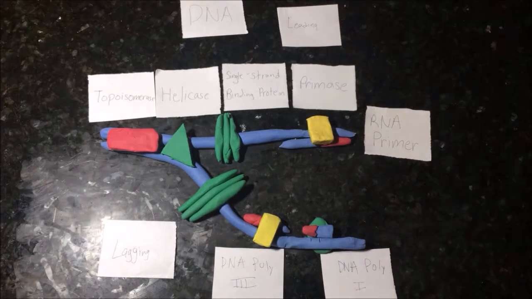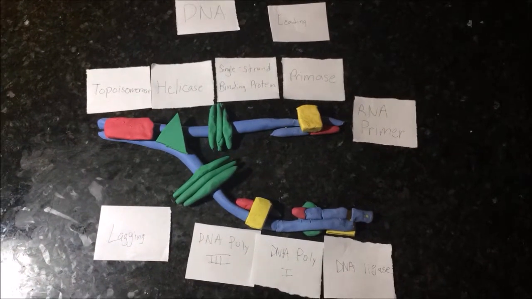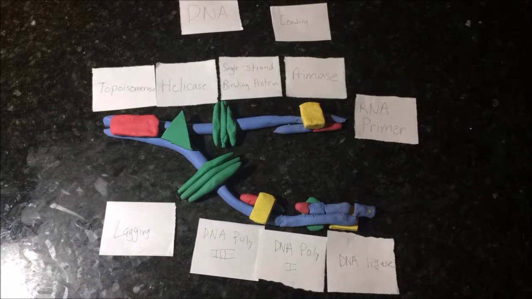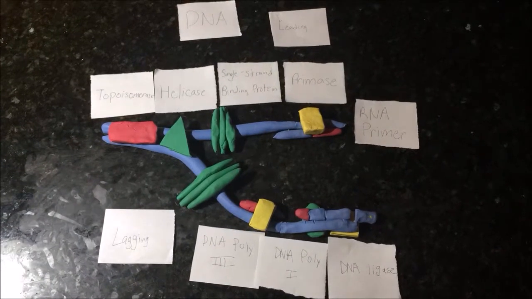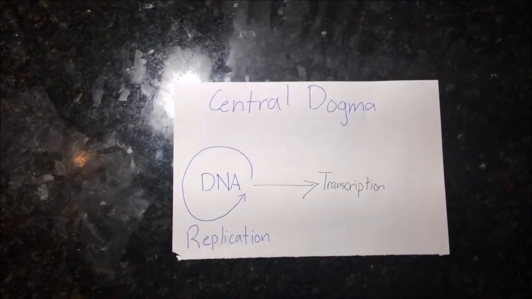DNA polymerase I replaces the RNA primers, and the DNA ligase bonds the 3' end of one fragment to the 5' end of the other fragment. The lagging strand replicates DNA at a slower rate than the leading strand because of its direction of replication. The next step of the central dogma is transcription.